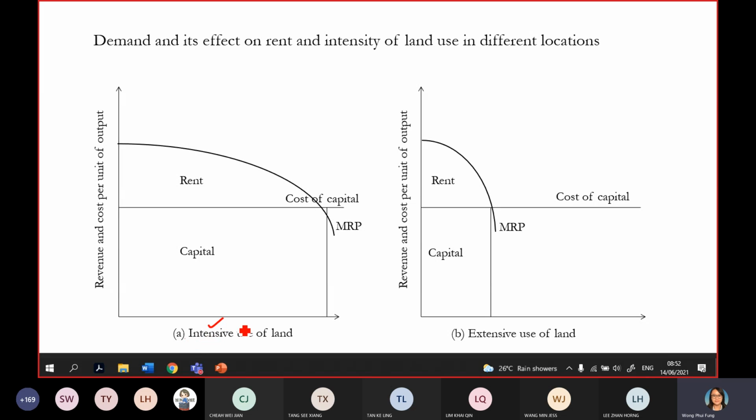Intensive, as I told you just now, means build higher. The opposite word of intensive is extensive. Extensive means no need to build so high. A, intensive; B, extensive. Now I want to ask you a question: which one refers to the city center, and which one refers to suburban? Anyone? Can you leave a comment in the chat box? A refers to which area? City central or suburban?